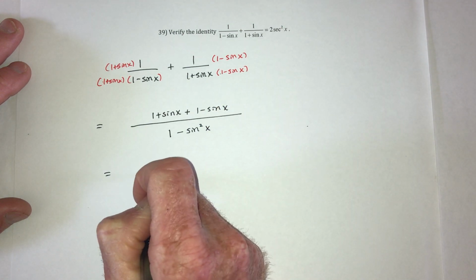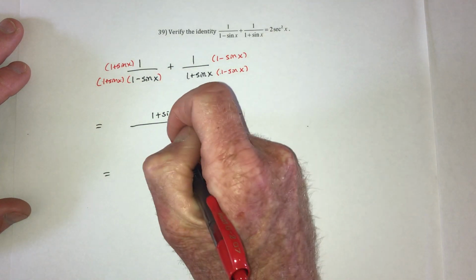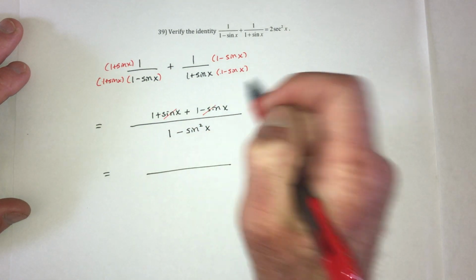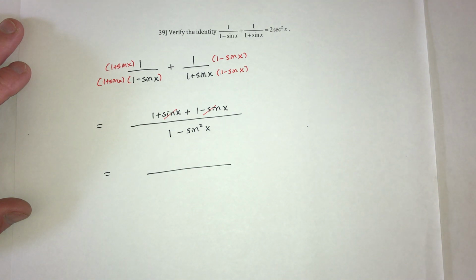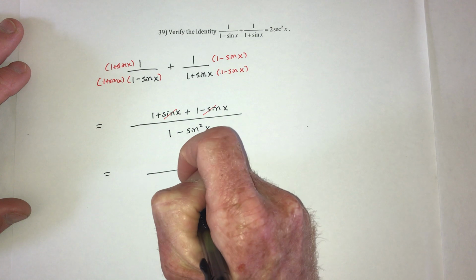So then simplify. So on the top, there's a positive sine x and a negative sine x. They cancel each other out. Next, there's 1 plus 1, which equals 2.